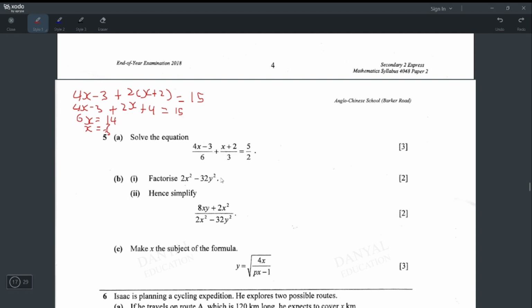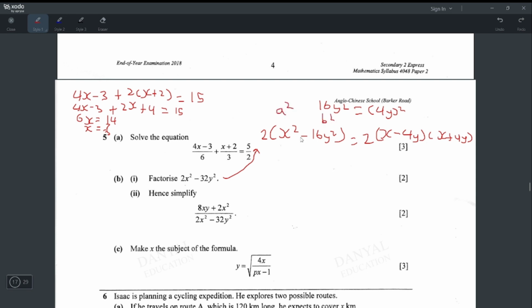So for part B, we need to factorize 2x squared minus 32y squared. So I'm just going to do that part over here. And notice the first thing is that you can actually factor out the 2. So this becomes 2 times x squared minus 16y squared. And next observation, you notice that 16y squared is actually just 4y squared. So this becomes 2 times x minus 4y, x plus 4y, because this is in the form of a squared minus b squared, which simplifies to a minus b times a plus b.